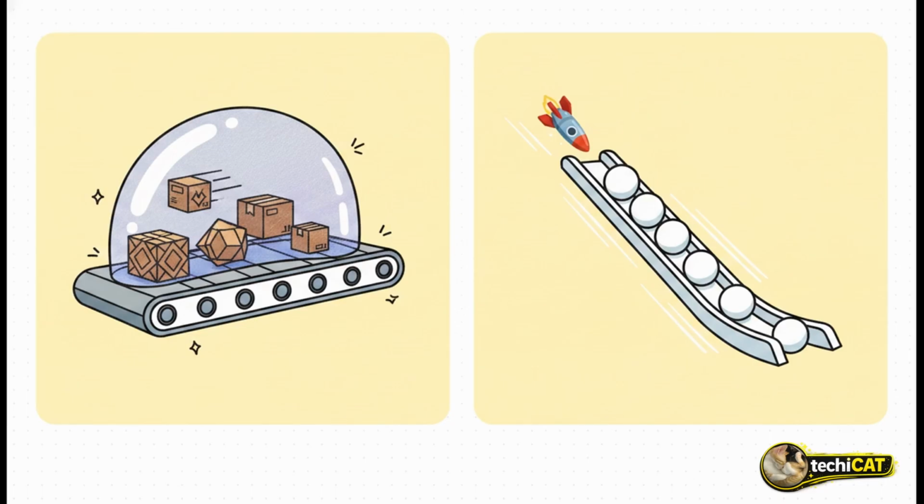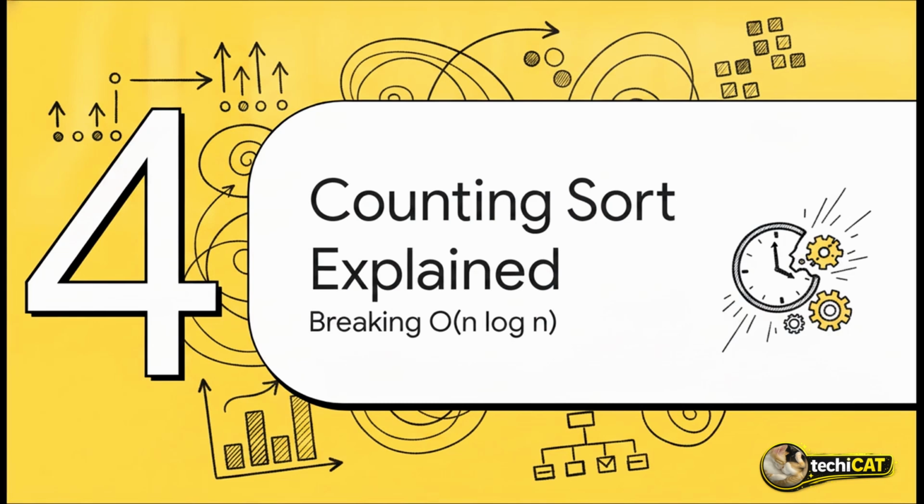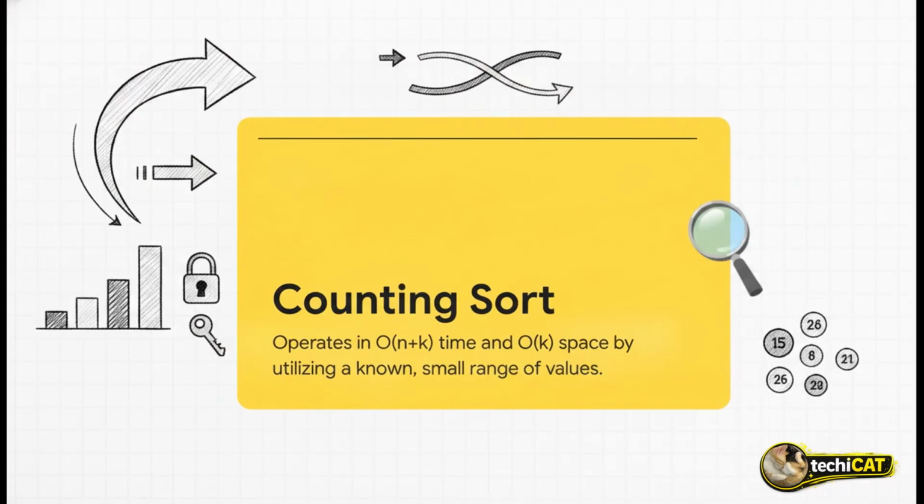Section 4. Counting sort explained. Now we're going to look at a highly specialized algorithm that totally breaks the standard rules of time complexity. You know how most standard comparison sorts max out at n log n speed? Well, counting sort operates in big O of n plus k time and big O of k space. It basically bypasses that whole n log n bottleneck.